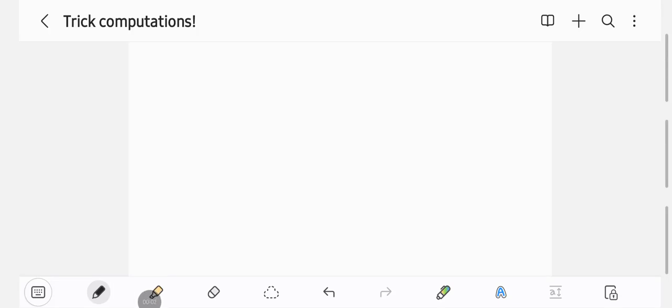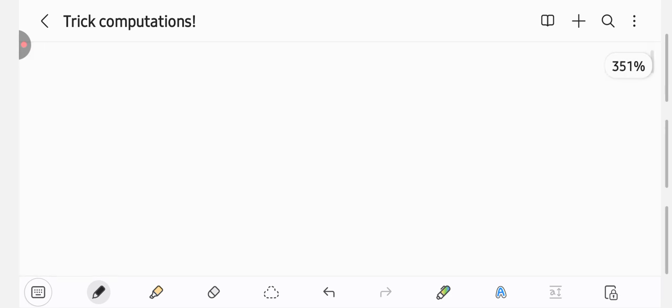So yeah, today I'm going to show you some tricky computations and how they can be interpreted. So let's start with a really tricky computation.